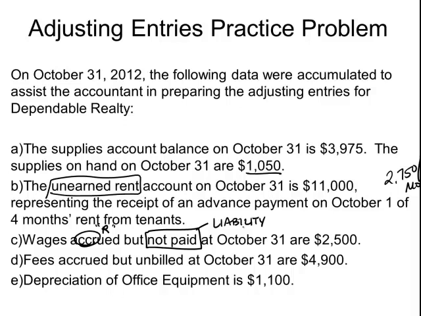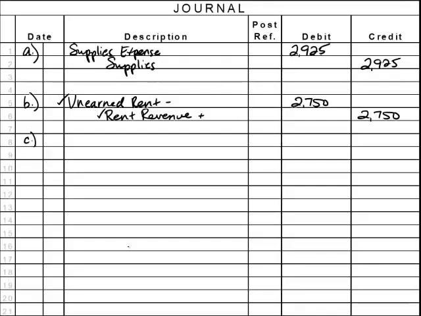Okay, so we need to book a liability, to increase liability with credit. And we also need to book an expense because we had an incurred expense here. And that would be a debit to wages expense. So to book that, debit wages expense, $2,500, and credit wages payable, $2,500. Now this adds to the expense and also adds to the payable. Okay, a debit adds to expense, a credit adds to payable.